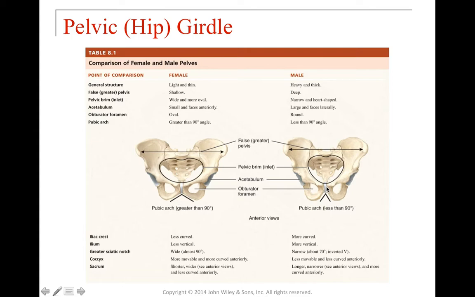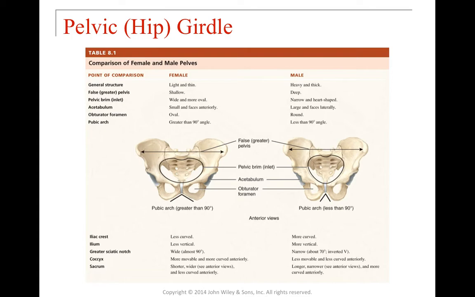So they're going to have a thinner and more narrow pelvis. Additionally, they also are going to have differences in the pubic arch. So the pubic arch on a female is going to be greater than a 90-degree angle, and on a male is going to be less than a 90-degree angle. So that's one of the quick and dirty ways that you can tell by looking at a skeleton if you're dealing with a male or a female skeleton, is by the angle there of that pubic arch.